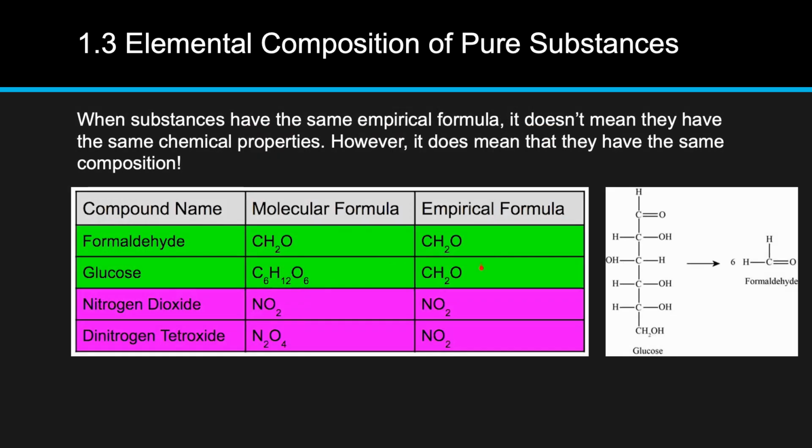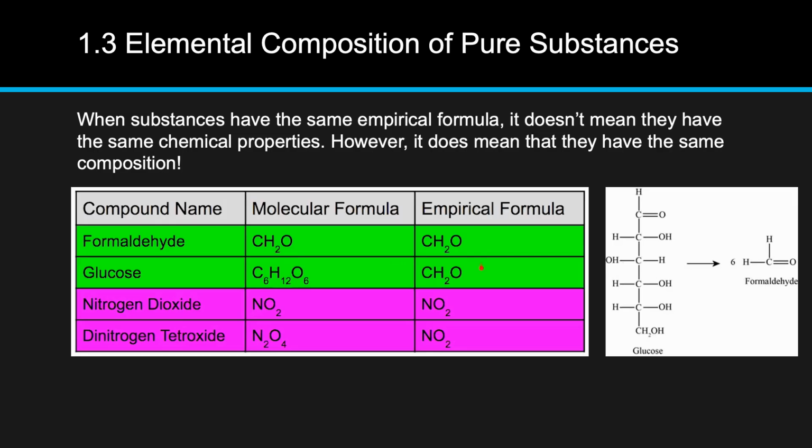Okay, so when substances have the same empirical formula, it doesn't mean that they have the same chemical properties. However, it does mean that they have the same composition. So for example, I don't know if you know what formaldehyde and glucose are. Glucose is a sugar and formaldehyde is essentially a preservative.